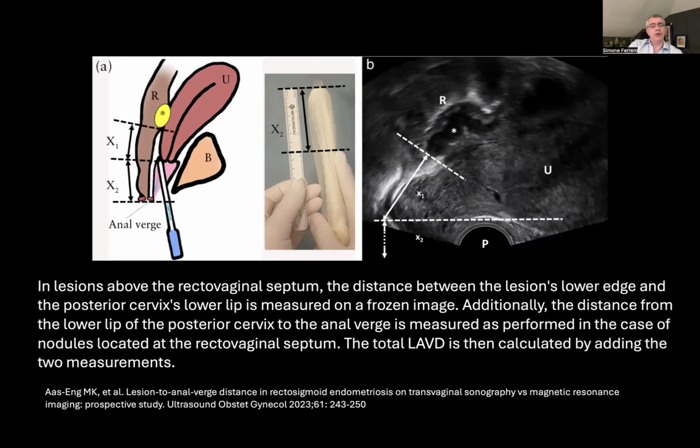In contrast, if we have lesions that are located above the rectovaginal septum, the distance between the lesion lower edge and the posterior cervix lower lip is measured on a frozen image. In addition, the distance from the lower lip of the posterior cervix to the anal verge is measured as performed in case of nodule located at the level of the rectovaginal septum. And then the distance is calculated by adding the two measurements.